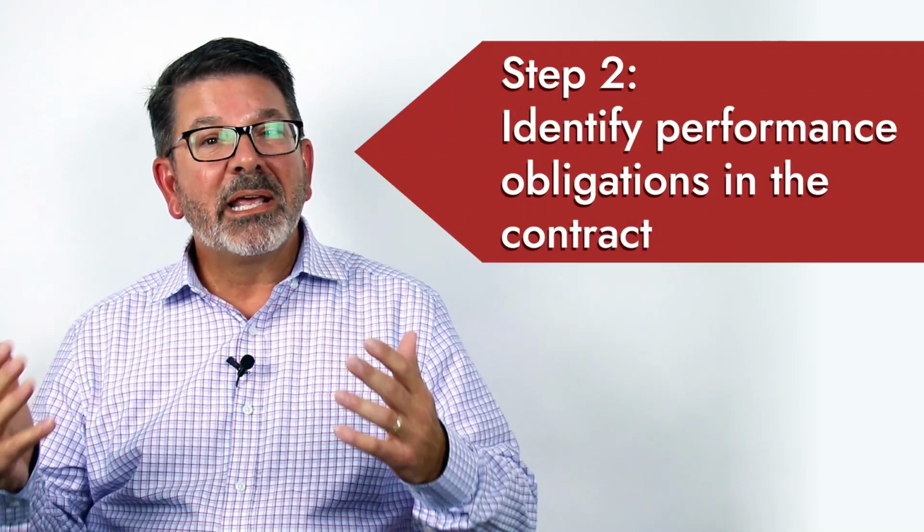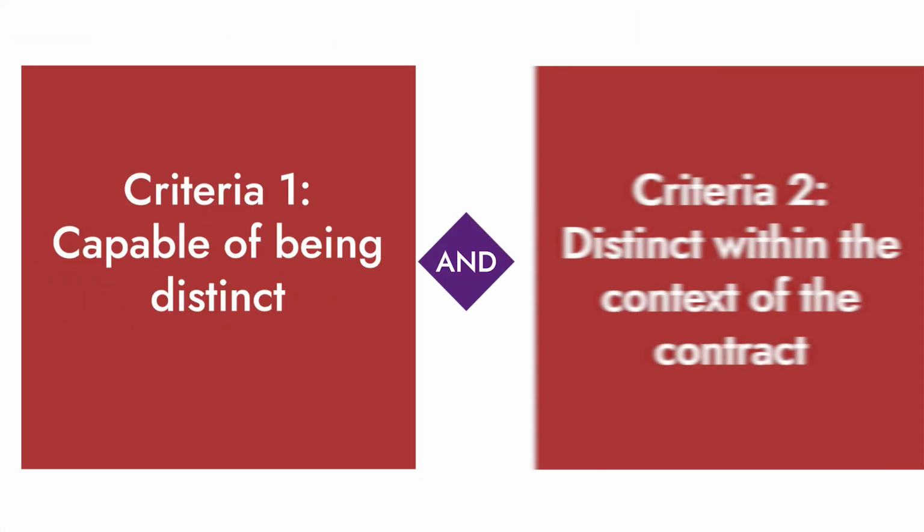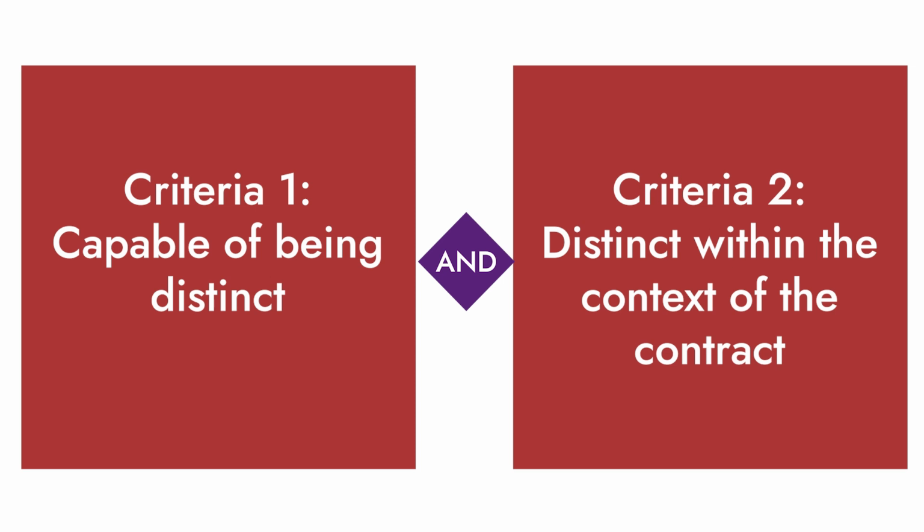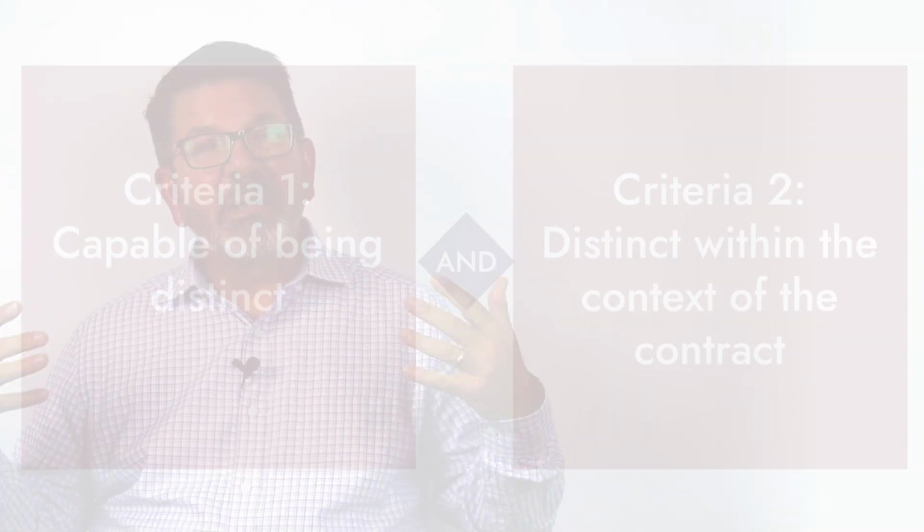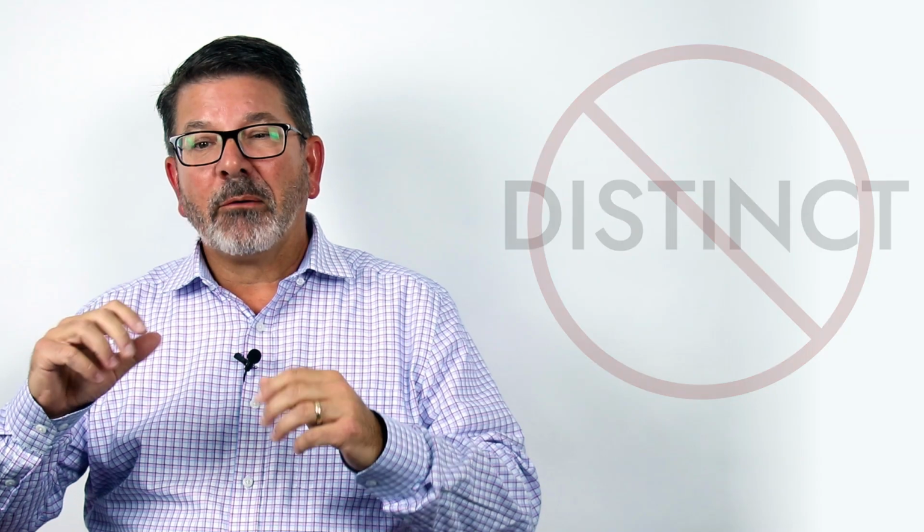All right, step 2, identify the performance obligations in the contract. Performance obligations are like promises, okay? And we're going to recognize these promises when they are distinct. 2 criteria. Criteria 1, is it capable of being distinct? And criteria 2, is it distinct within the context of the contract? Now, if the contract requires significant integration, modification, customization, or the goods and services being delivered are highly interrelated or highly dependent on other goods and services, it's not distinct, okay? Now, in this step, we need to consider principal versus agent considerations. That's a big issue in revenue recognition.